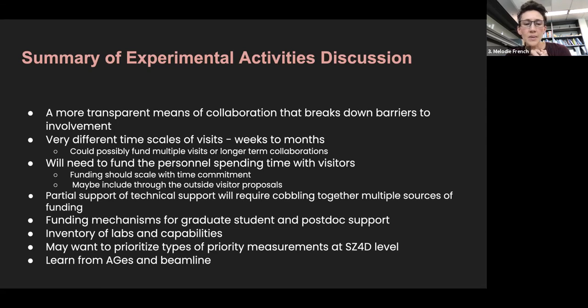And suggestions that we learn from different programs that already exist, and how we can sort of leverage those approaches, like the AGES program and beamline and synchrotron scheduling and technical support. There were a number of different, not listed on the slide, but a number of different other communities that might benefit from this model, and we should certainly consider how to reach out to them and get that feedback. So for instance, the geochronology community and the modeling community might also both benefit from this kind of model.